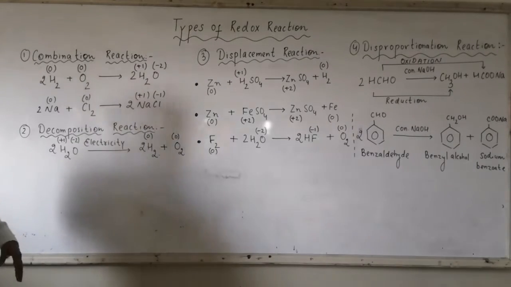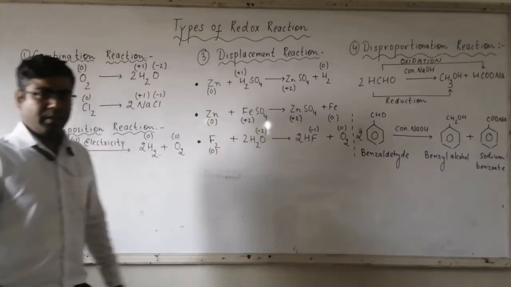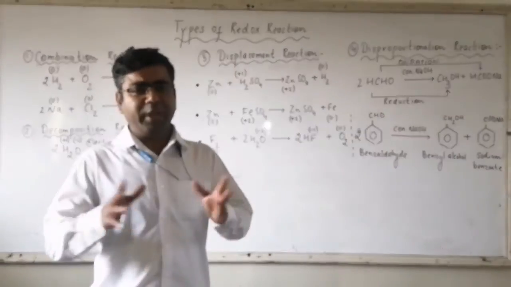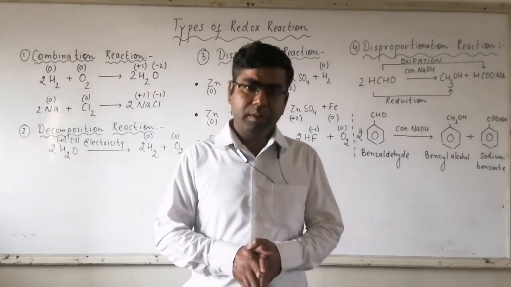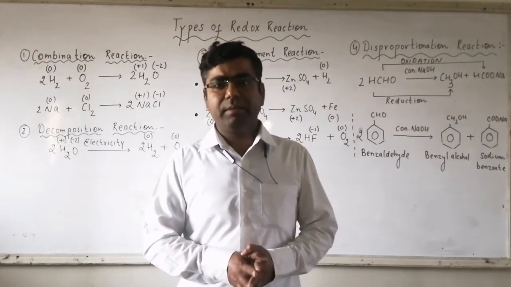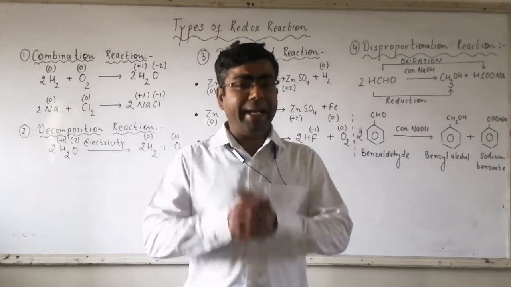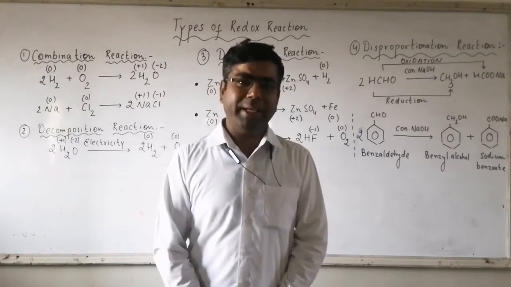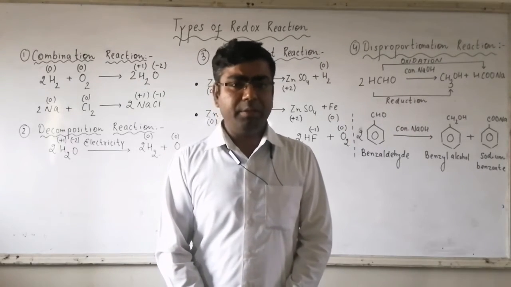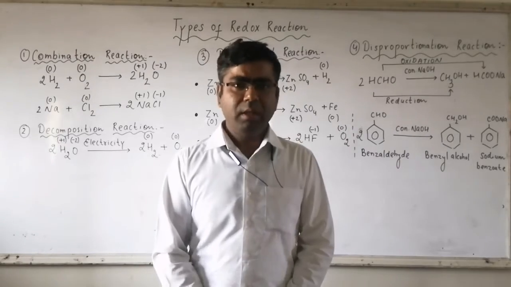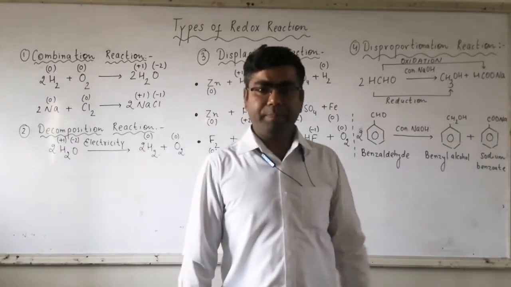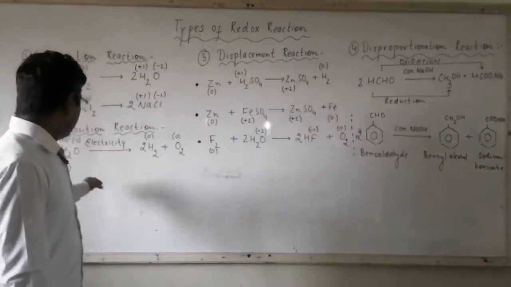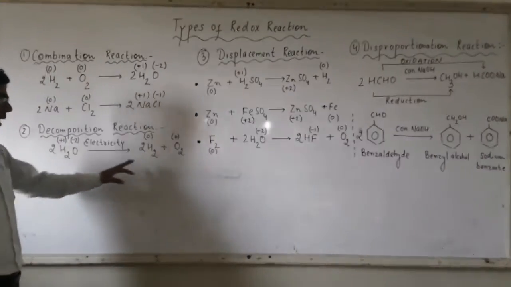Now, then comes second, opposite, decomposition reaction. You know the definition very well. In decomposition, a single reactant gets converted to 2 or more than 2 products. Then the reaction is called decomposition reaction. So, general representation, AB gets converted to A plus B. So, let us check conversion of H2O to H2 and O2.